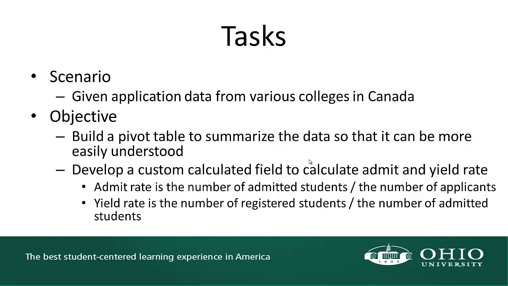The main part of this video is that we'd like to explore that custom calculation field, and we'd like to calculate the admit rate, which is the number of admitted students divided by the number of total applicants, and yield rate, which is the number of registered students divided by the number of admitted students. So let's go ahead and open up the starting file to start this learning activity.